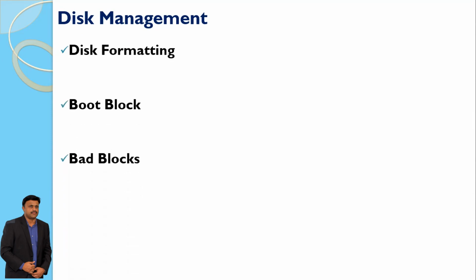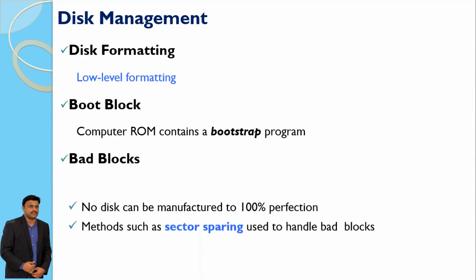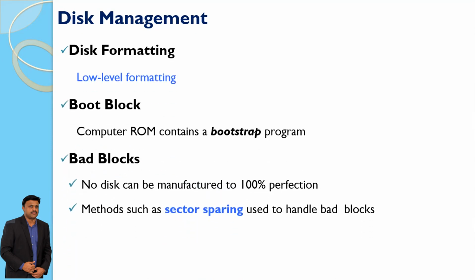Disk management involves several key processes including disk formatting, boot block management, and handling bad blocks. Disk formatting prepares the disk for use, while the boot block contains essential startup programs. Bad blocks are managed using methods like sector sparing.